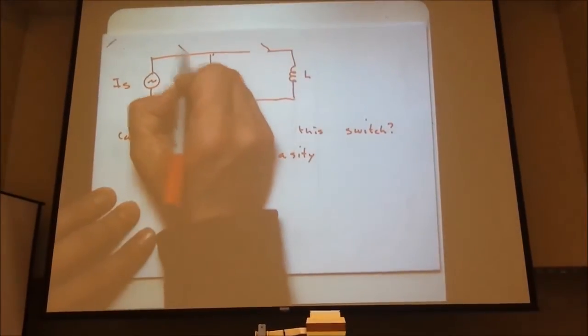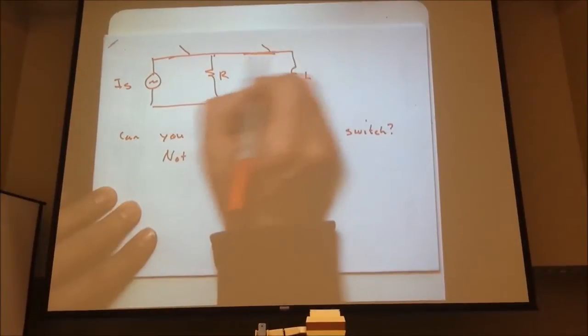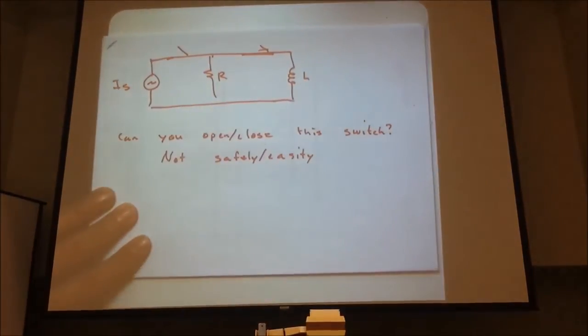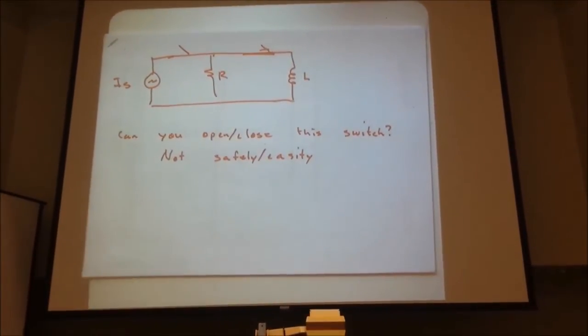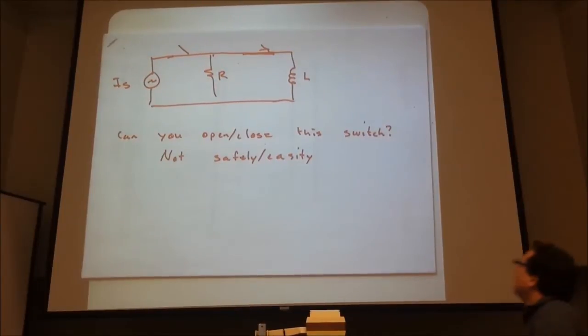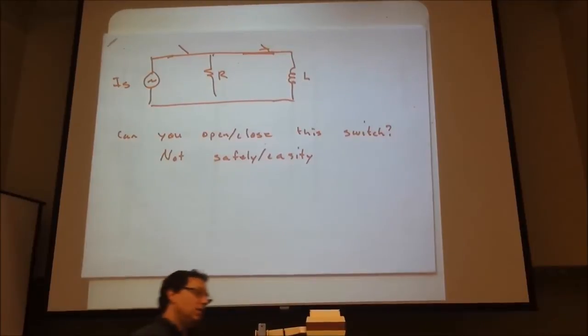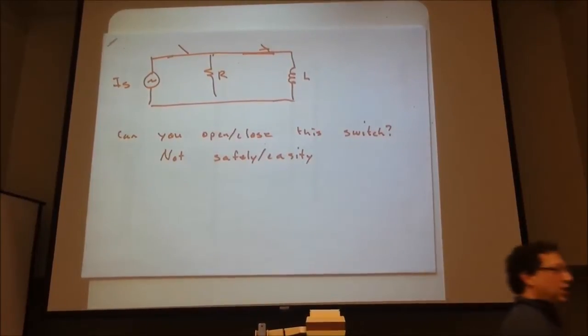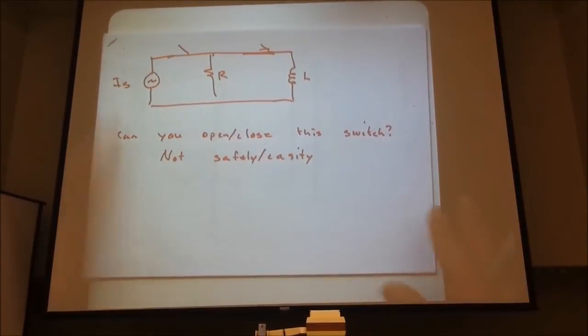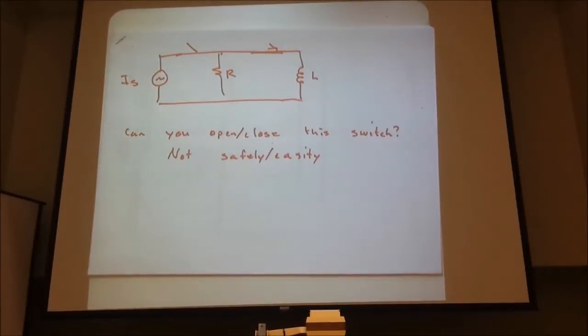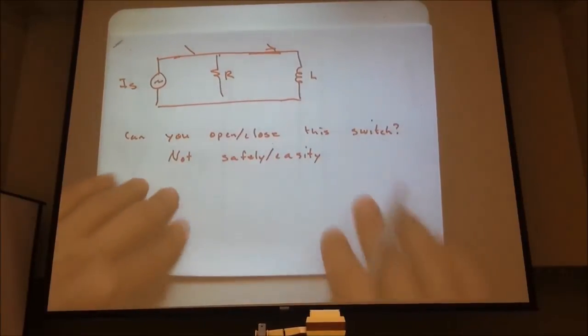If I move the switch here, is that okay now? Yeah, sure. So you can't disconnect the inductor. If I move the switch there, then the inductor can discharge through the current. The inductor discharges, or loses current. So that's okay. As long as the current has a path, you're okay.